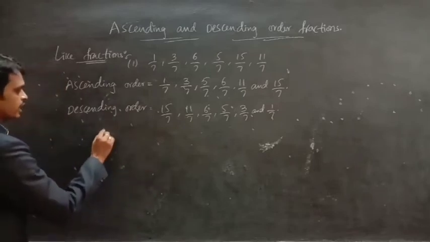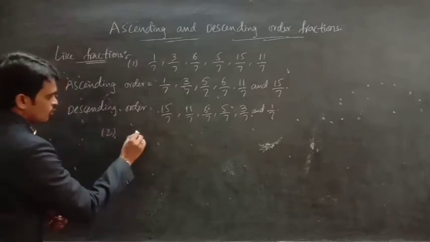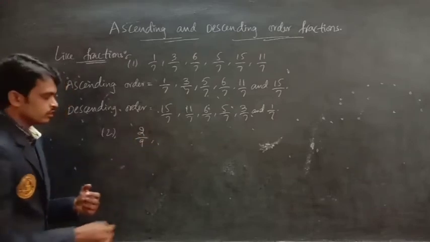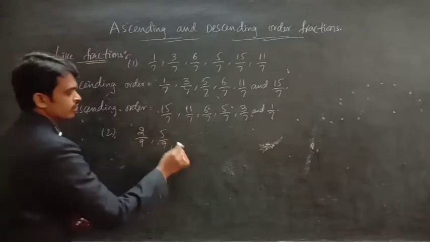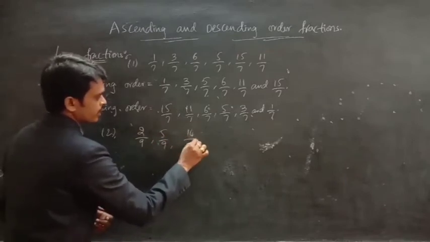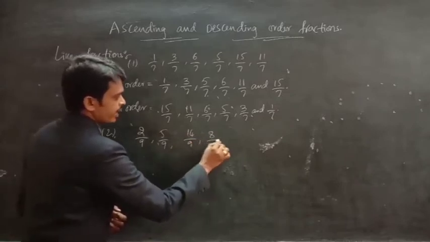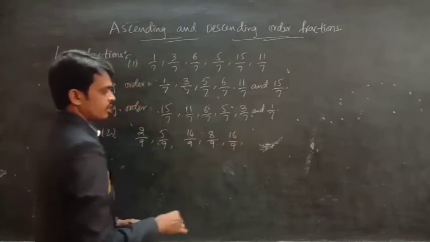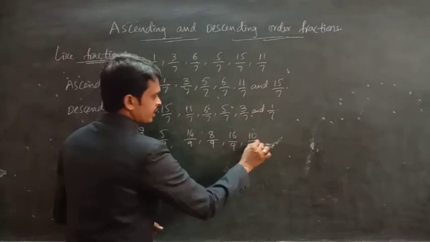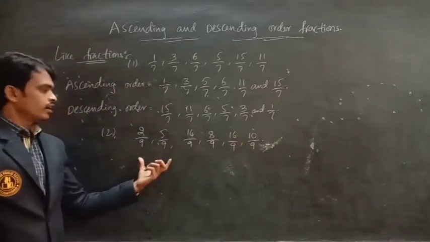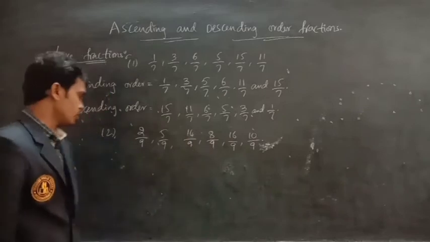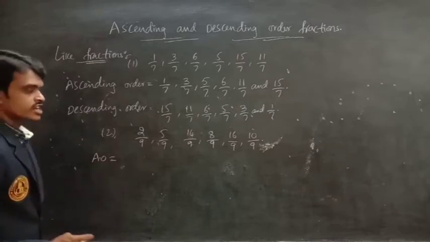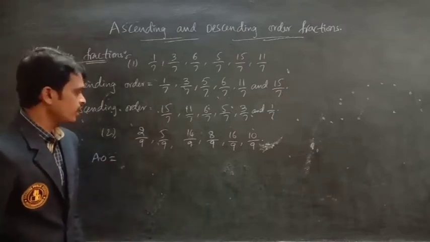Let us take one more example. 2 by 9, 5 by 9, 16 by 9, and one more, I am taking 10 by 9. These like fractions we should write in ascending order and descending order. First let us write the ascending order. Ascending order is nothing but smallest to biggest. Let us compare the numerators.